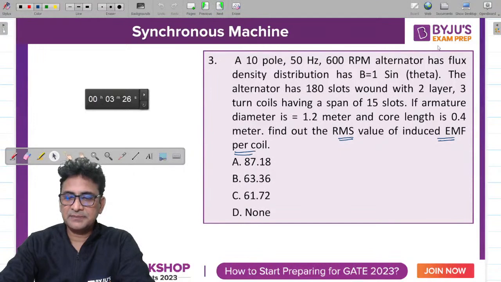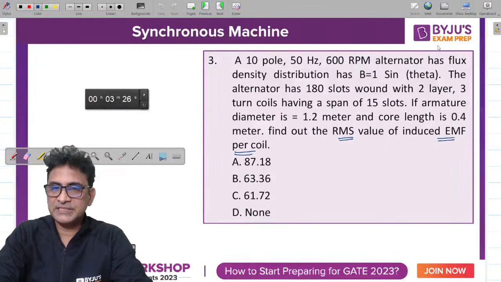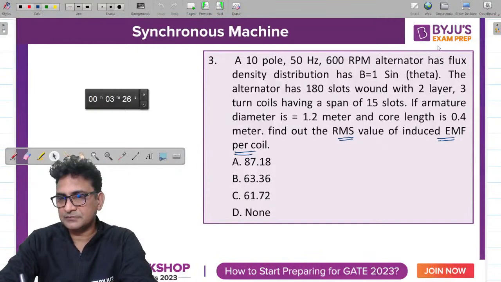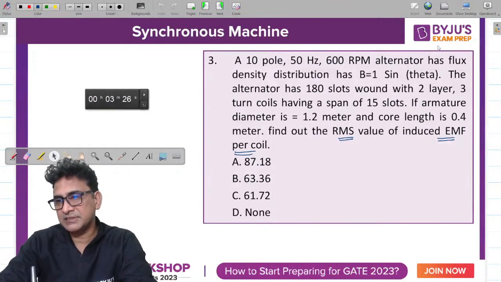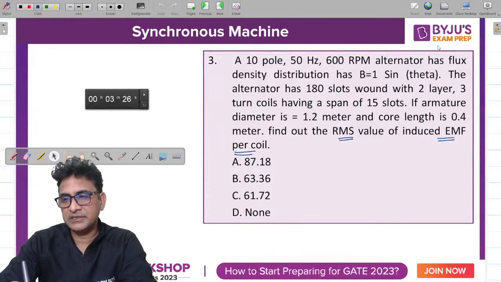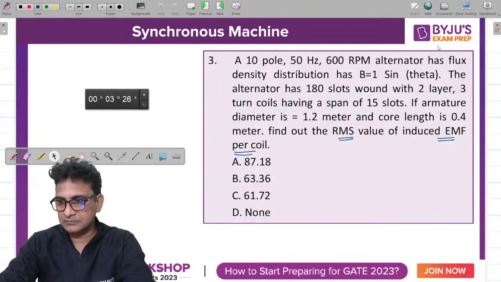The data is same as we used in the previous question. But in this problem, you have to find out the induced EMF in a single coil. The coil may have a large number of turns, and each turn has 2 conductors. C, 61.72.